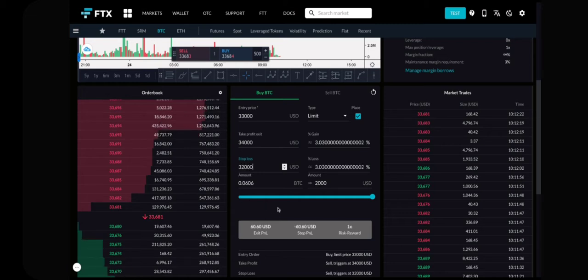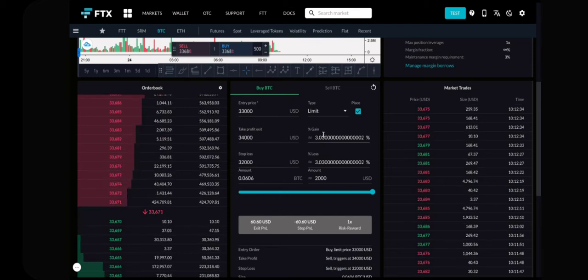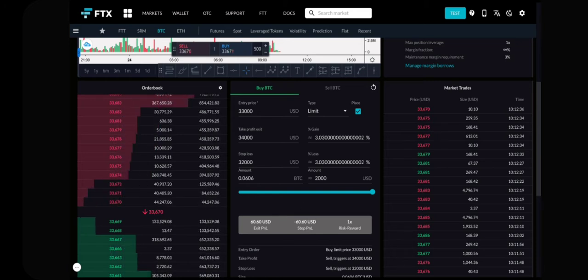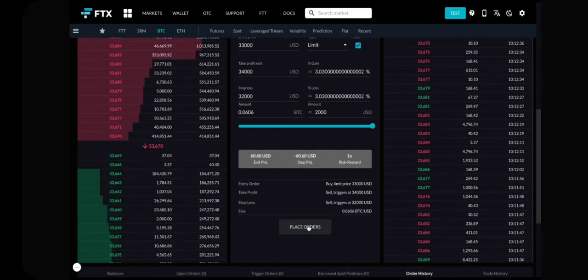So that's obviously a 1-to-1 risk to reward. You're putting in your 2,000, and if it goes up to 34,000, you're going to make 3%. And if it drops down to 32,000, you're going to lose around 3%. So you're basically saying, I feel that if it goes to 33,000, it's going to go to 34 before it goes to 32. And you place that. It shows you what your profit would be, what your loss would be if it stops out. And then you can place that order.